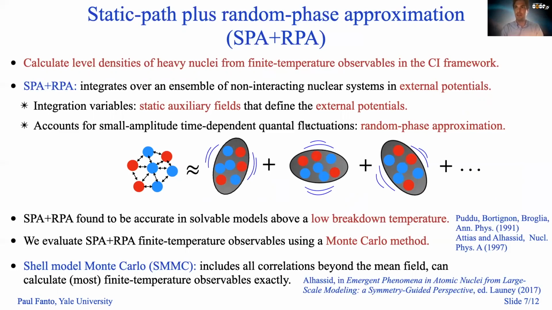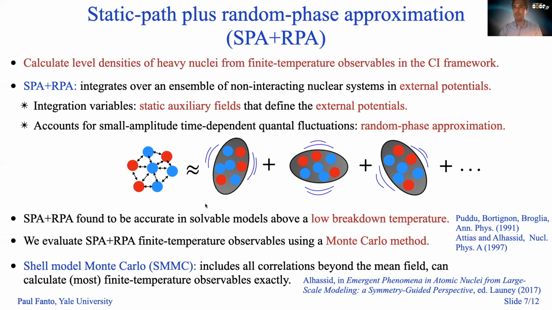Unlike the mean field approximation, which considers only a single effective non-interacting nuclear system, the SPA+RPA integrates over an ensemble of effective non-interacting systems. The integration variables that specify the different members of this ensemble are known as static auxiliary fields, and these fields define external potentials in which the independent protons and neutrons move at each integration point. Beyond this purely independent particle picture, the SPA+RPA also accounts for small amplitude and time-dependent quantal fluctuations within a method known as the random phase approximation.